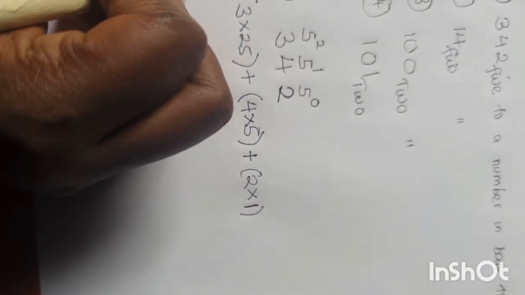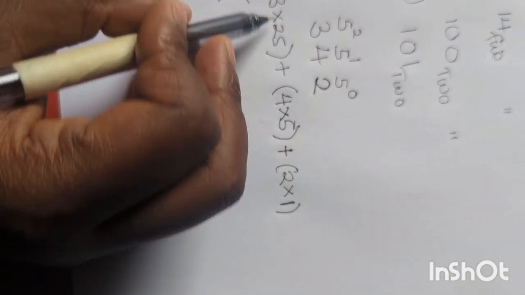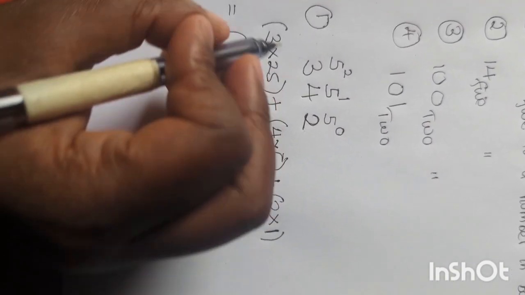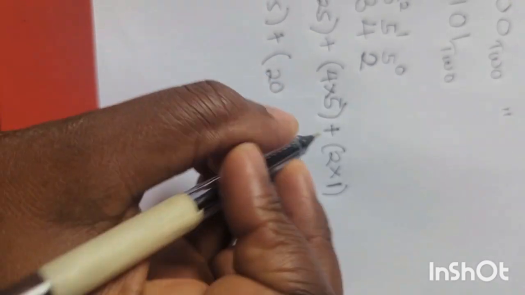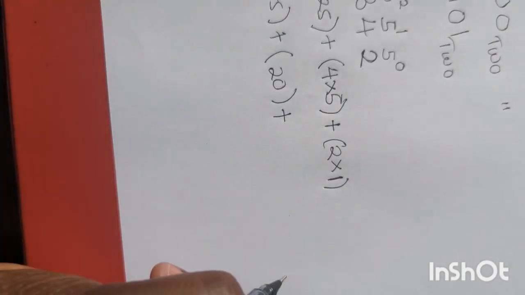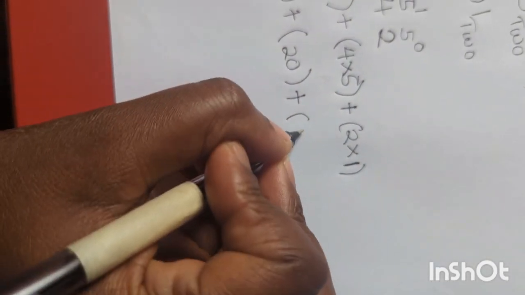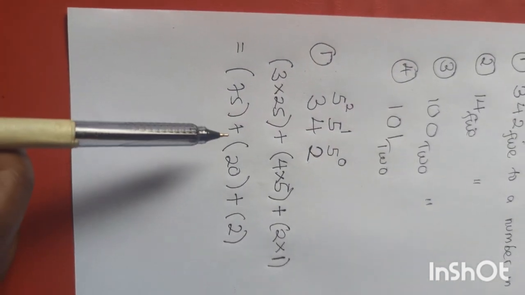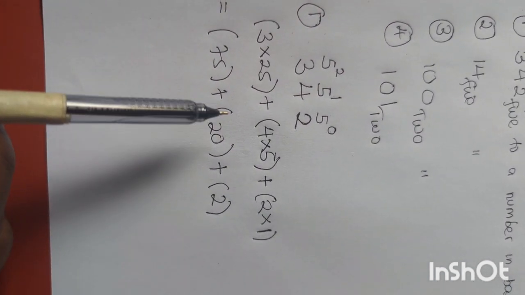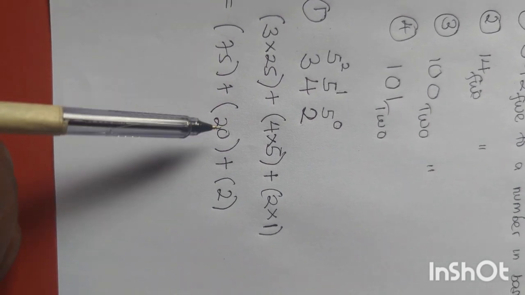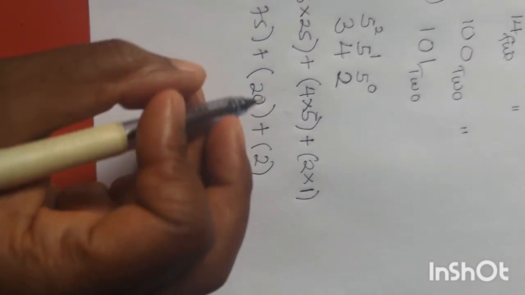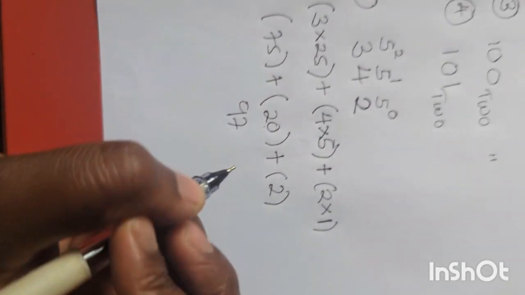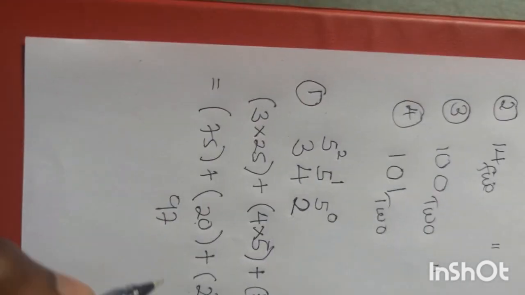Okay, then now let's work what is in the brackets. 3 times 25, that gives us a 75, plus 4 times 5, 4 times 5 is a 20, plus the last one, 2 times 1, 2 times 1 is a 2. Then you see the operation in between, it's a plus, right? So you simply add 75 plus 20, that is 95. 95 plus 2, that's a 97. So this is in base what?